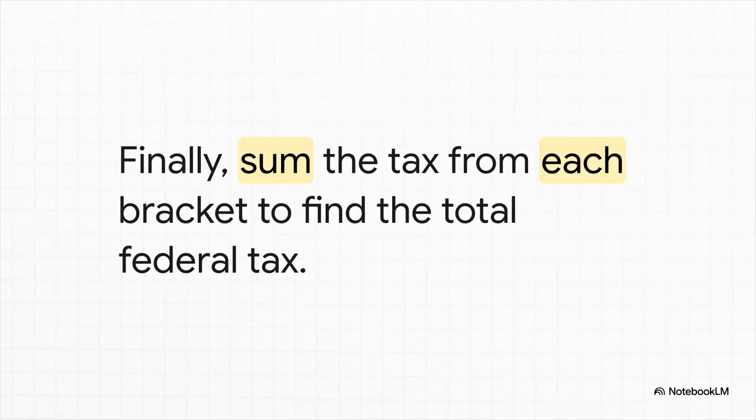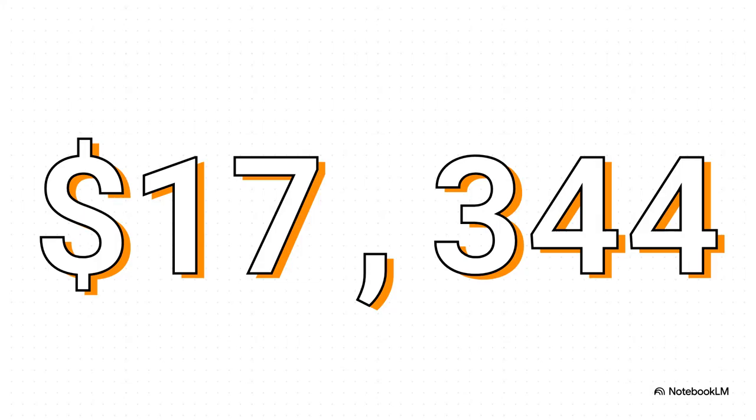And now for the easy part. The final step in this core calculation is to simply add the tax amounts that we calculated from each of the brackets together. That's going to give us our total federal tax before we apply any credits. So we take our two figures, the $8,606 from the first bracket and the $8,738 from the second. We add them up and we get a total of $17,344. And there you have it. That is our gross federal tax, the foundational number for the rest of our calculation.